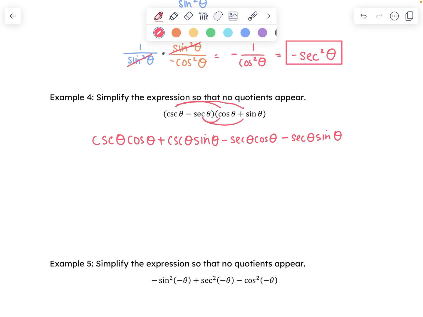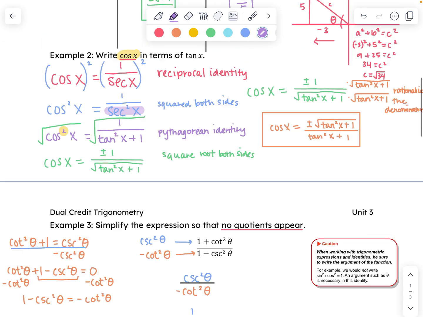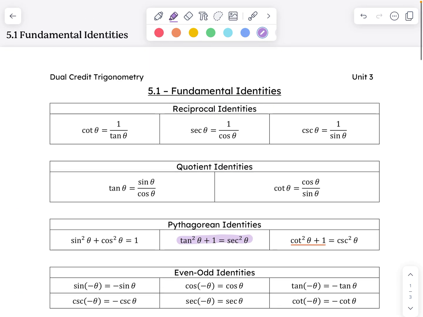Anytime you see your cosecants, secants, and cotangents, I always try to write them as their reciprocals to see what will simplify or cancel. So we've got a cosecant here and a cosecant here. We've also got a secant here and a secant here. So I can come up here and use my reciprocals. Secant is 1 over cosine, cosecant is 1 over sine. So I'm going to use those to help me out here.